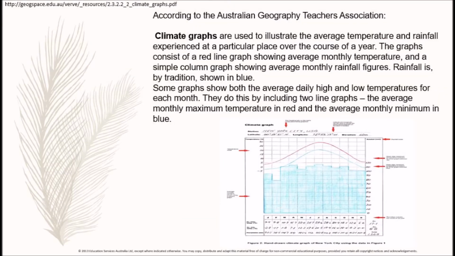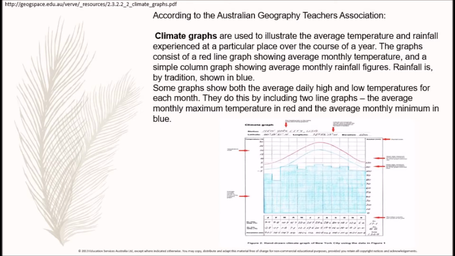According to the Australian Geography Teachers Association, climate graphs are used to illustrate the average temperature and rainfall experienced at a particular place over the course of a year. The graphs consist of a red line graph showing average monthly temperature and a simple column graph showing average monthly rainfall figures. Rainfall is by tradition shown in blue.